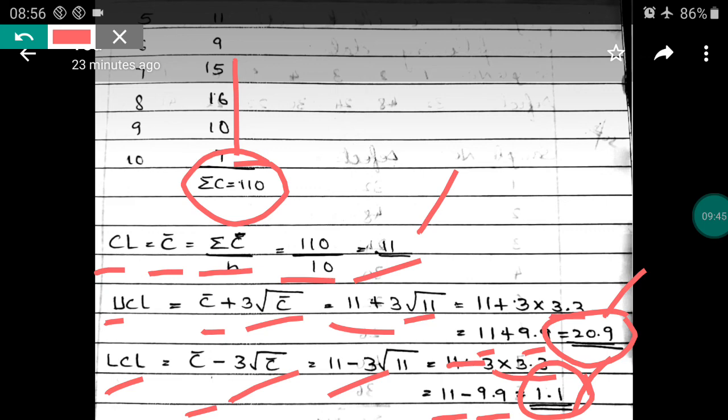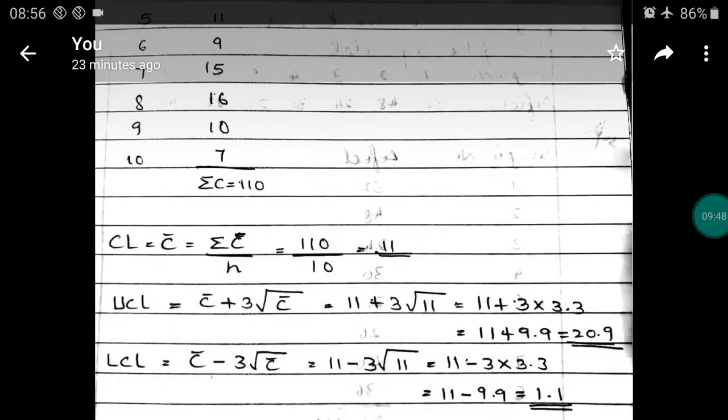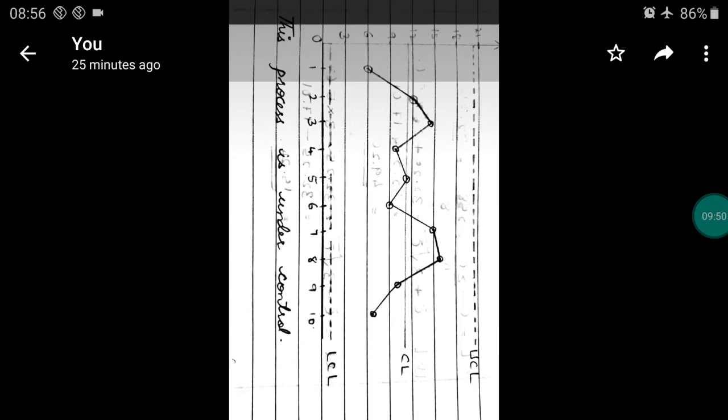Now we will move on to the chart. See, now you should find all the points: sample number 1, how much, sample number 2, sample number 3, up to sample number 10. These are the points we take from the table. After that you should mark where UCL, CL and LCL come.